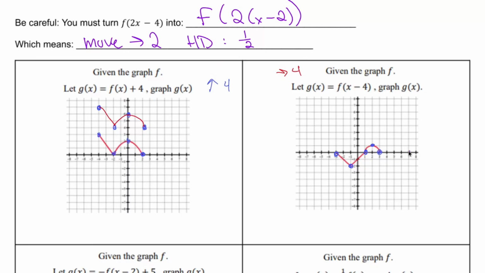1, 2, 3, 4, put a dot. 1, 2, 3, 4, put a dot. 1, 2, 3, 4, put a dot. 1, 2, 3, 4, put a dot. 1, 2, 3, 4, put a dot. And we'll just use a completely different color to draw out that weird shape that we just had. Okay?